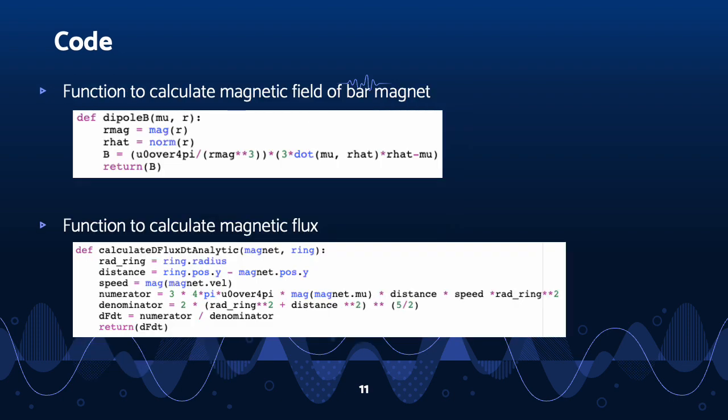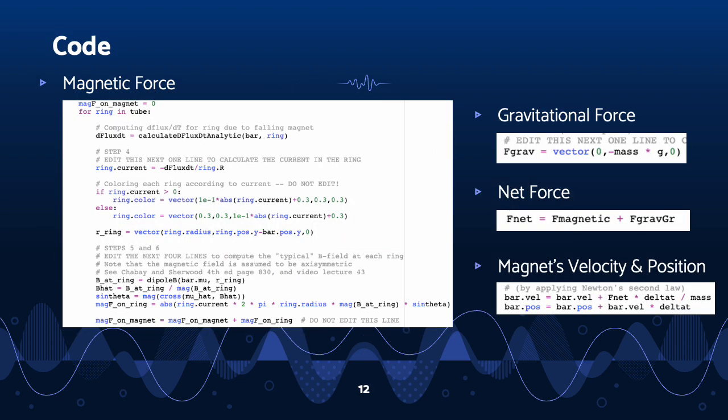Next, I input the function to calculate the magnetic field of a bar magnet, then input the function to calculate the magnetic flux. To the left, you can see the code for the magnetic force, and then on the right-hand side, I included the gravitational force, net force, and the magnet's velocity and position.